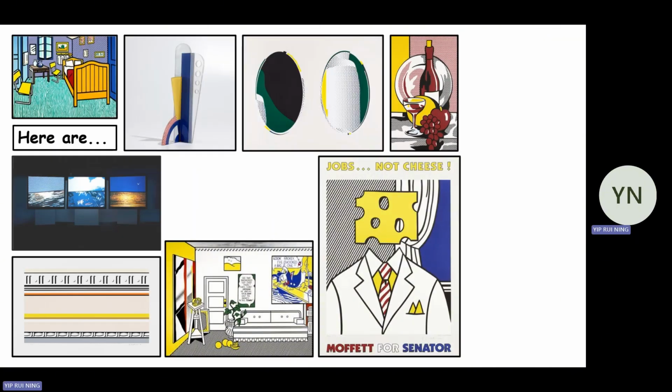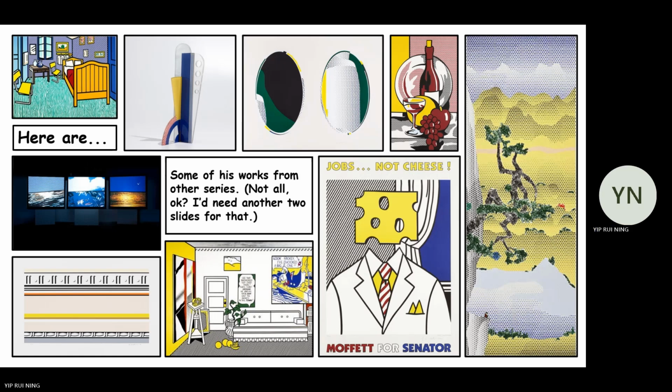Here are some of his works from other series. On the left are Lichtenstein's only 3 works from his brief stint in film that I mentioned earlier. The long image on the right, however, is from his Landscapes in the Chinese Style series, one of his last paintings before his death.